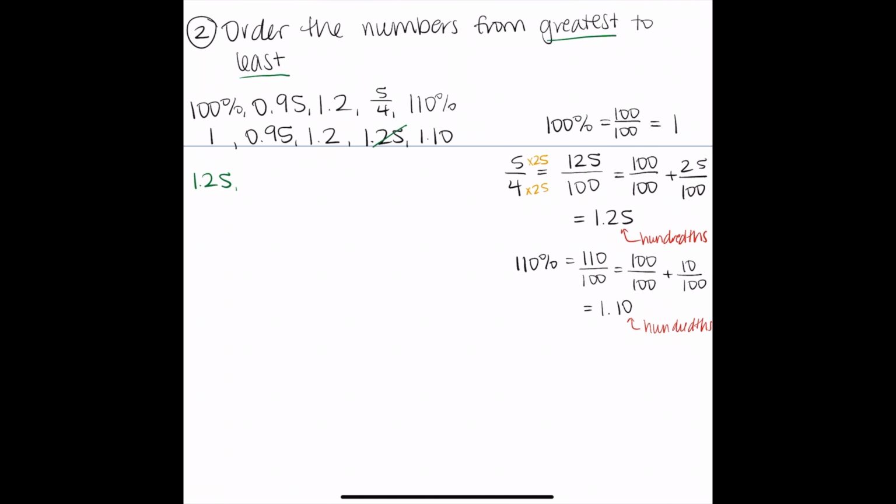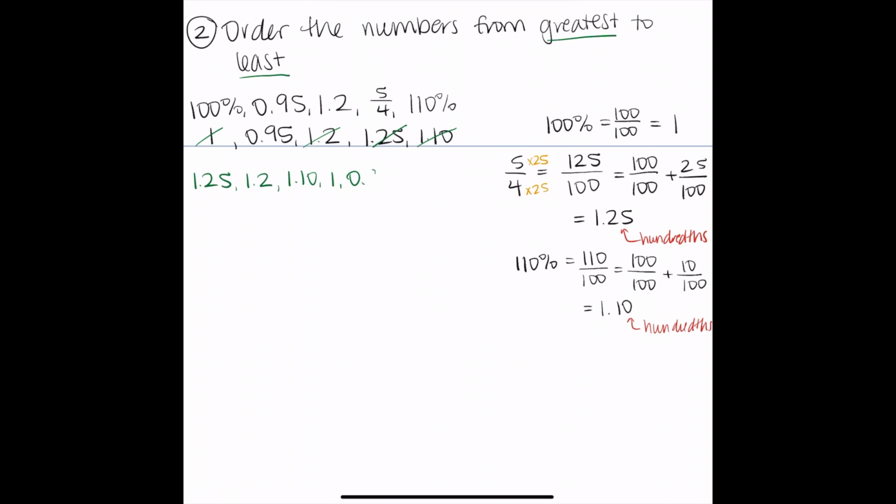So out of the decimals, we know that 1.25 is the greatest. Then it would be 1.2, right? Then it would be 1.1. Then it would be the 1. And then 0.95 would be our least value.